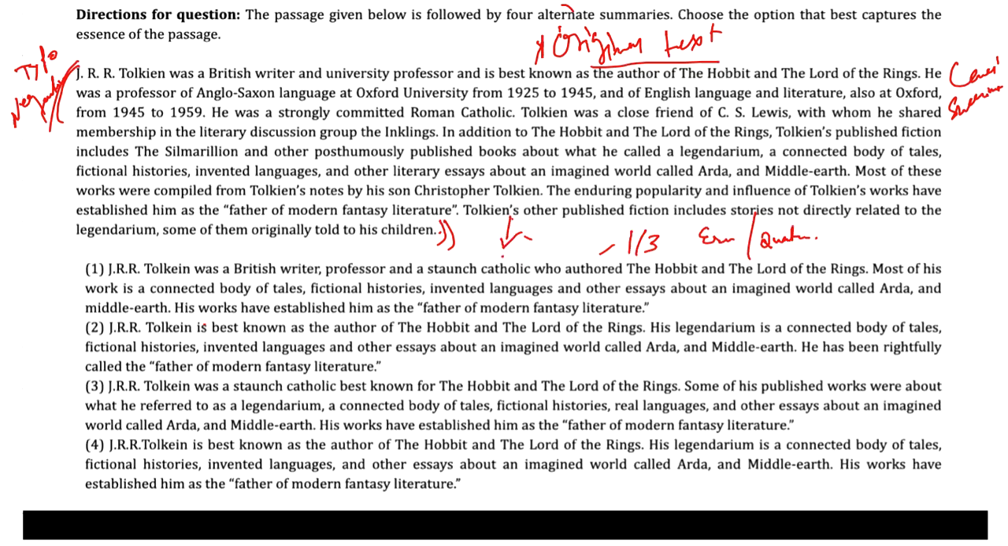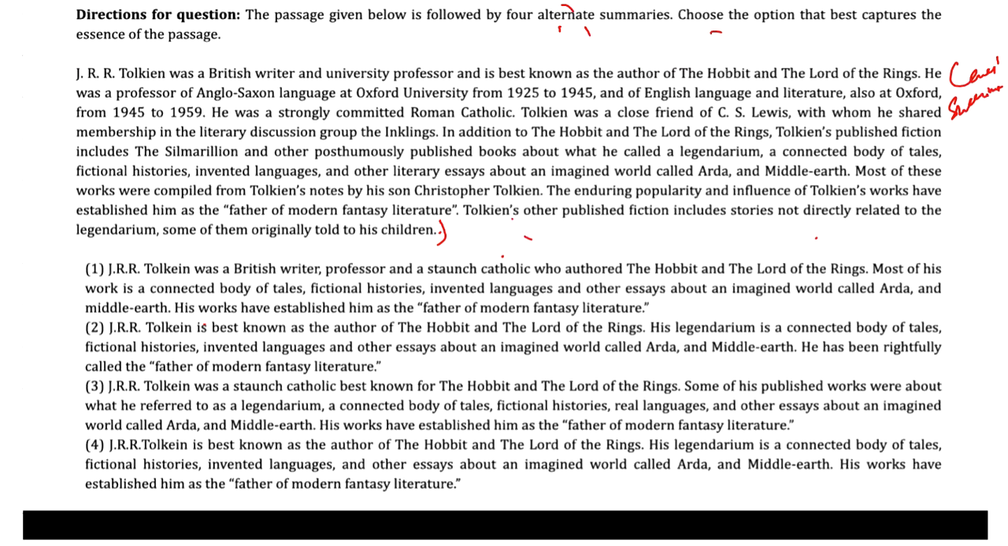Fine, let's see which option will be considered the appropriate choice for this particular original text. Now, let's go for the reading of this particular text, and after that we will also go through the options and find out which option is best here.